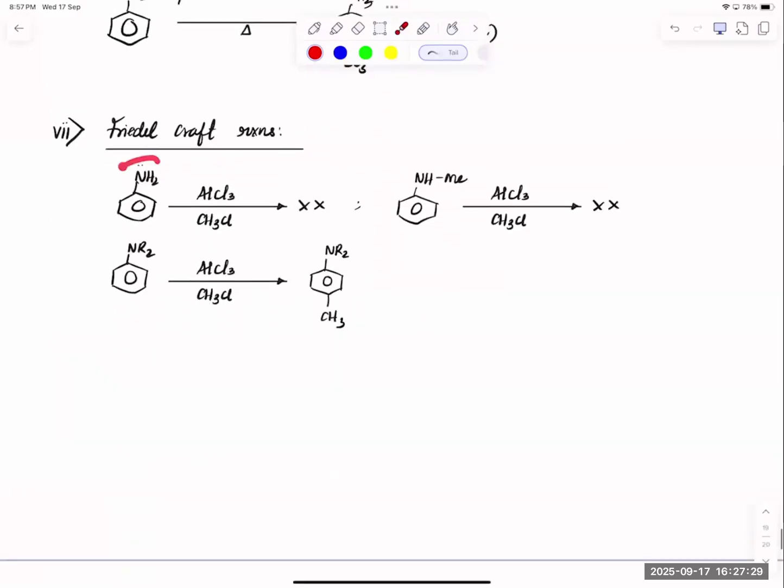Friedel-Crafts reactions. See, aniline does not undergo any Friedel-Crafts reactions. Even N-methyl aniline also does not undergo any Friedel-Crafts reactions. But if you have two R groups, then there is no hydrogen here which can be removed when the lone pair of nitrogen attacks. So that's why, rather than acting like a base here, it could increase the ortho para activating nature and makes an attack from para position. That's how you can get it here. So only if you have NR2, you might be able to see some amount of Friedel-Crafts reaction happening.